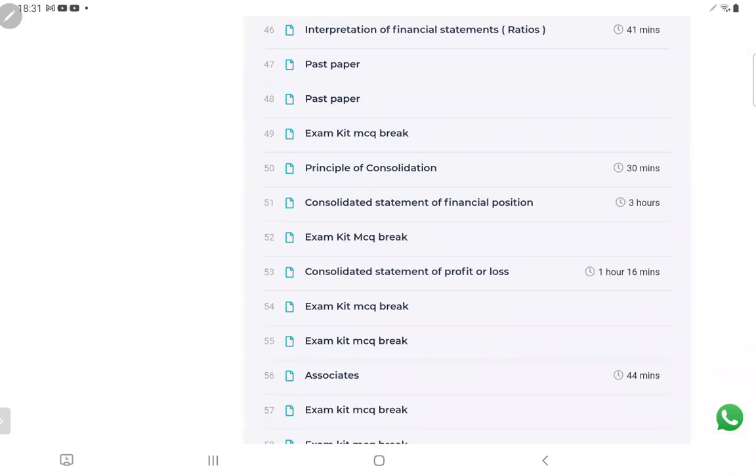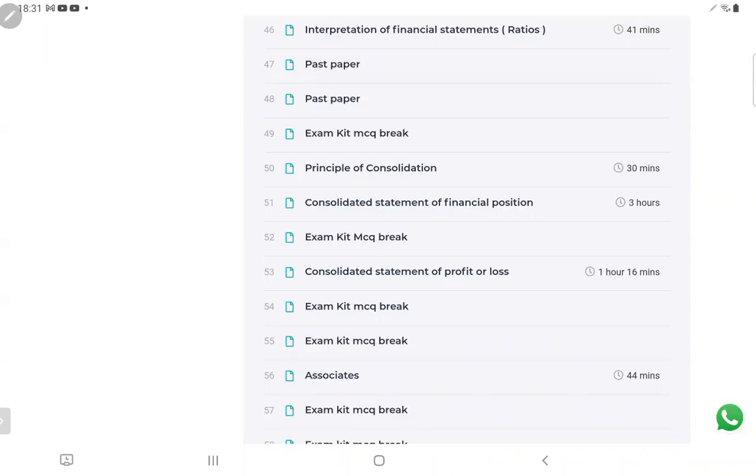Principle of consolidation. In it, you will learn what is consolidation, what is a parent company, what is a subsidiary company, what are the principles to make the consolidated financial statements, when it is necessary to prepare consolidated financial statements, when you may get the exemptions from preparing them, and the principle of consolidation.